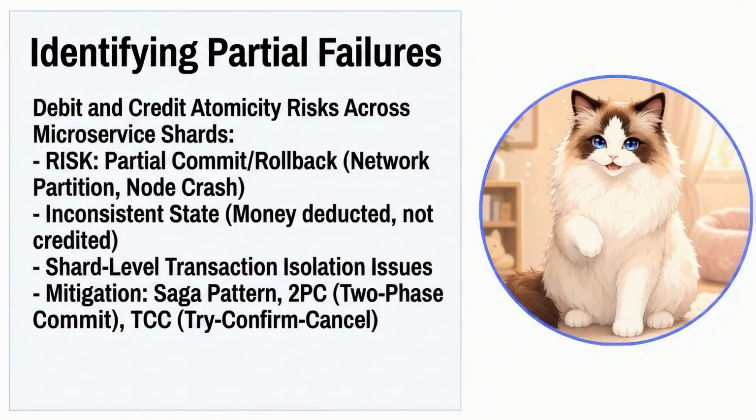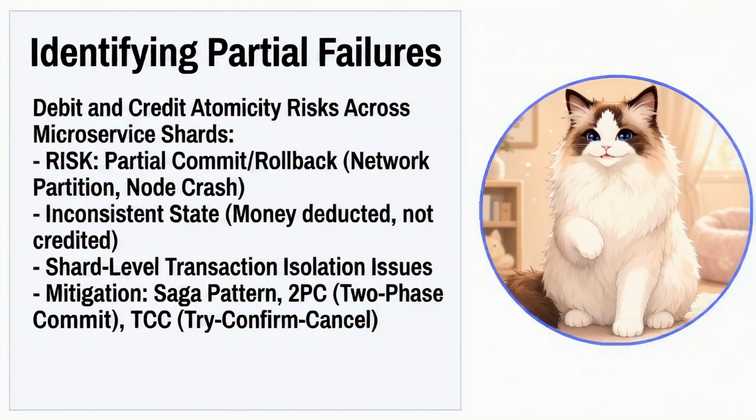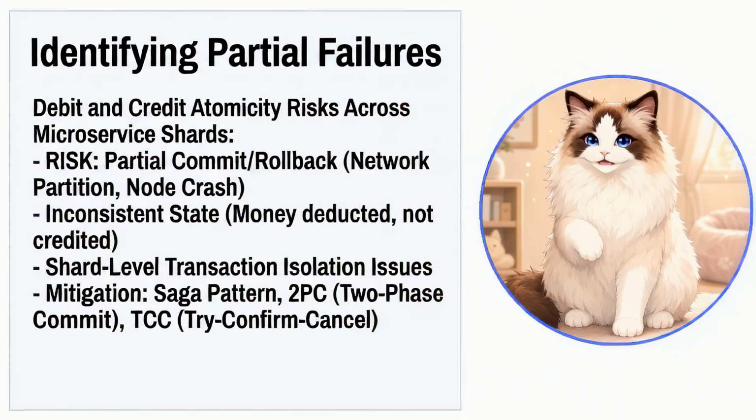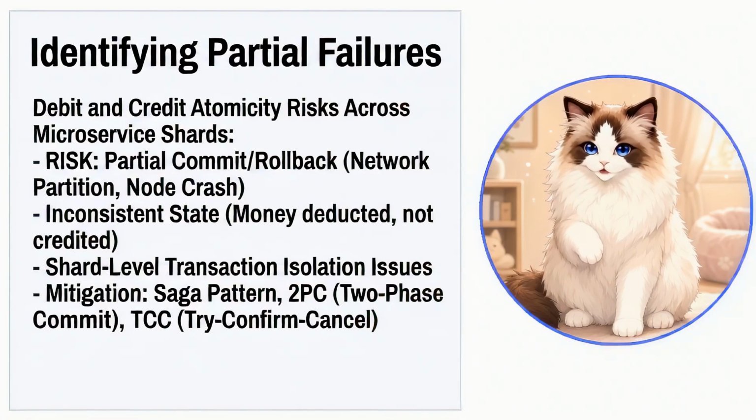That is the fundamental problem with distributed systems. In a single database, a local ACID transaction guarantees atomicity. But across separate microservices or database partitions, a network partition or crash between the debit and credit operations will leave the system in an inconsistent state, effectively losing money. A simple database update isn't sufficient here. We need a distributed transaction protocol to coordinate state across services.